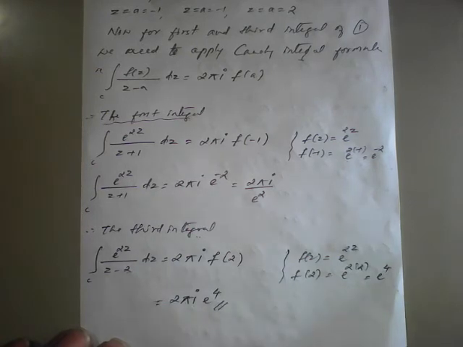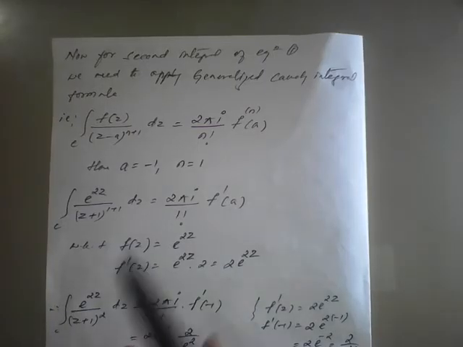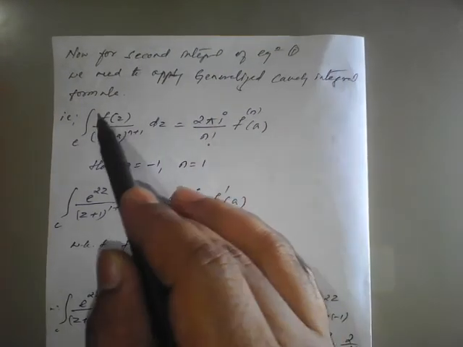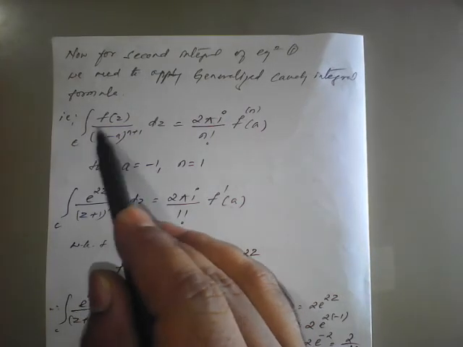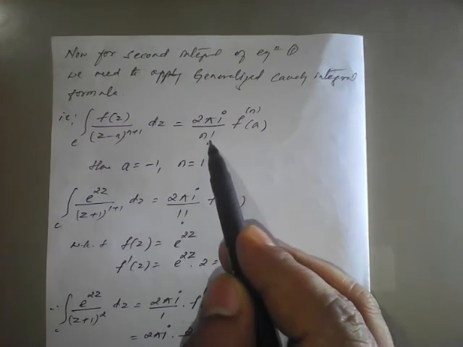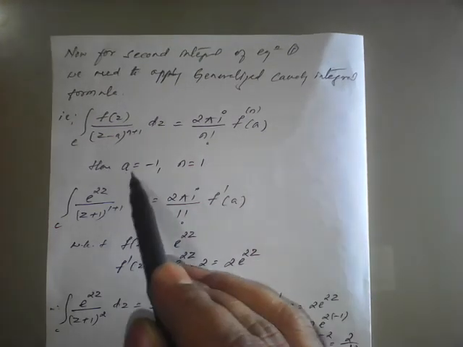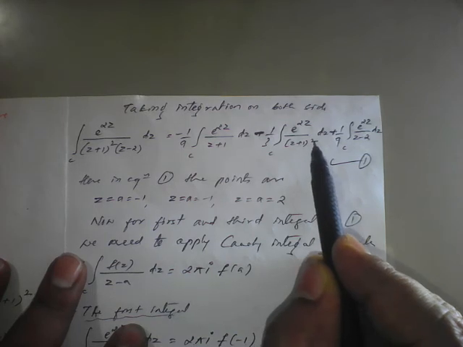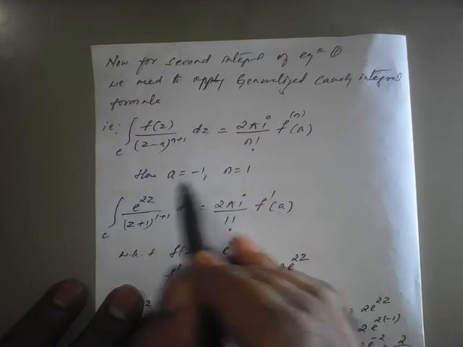Now we need to find the value of the second integral by using the generalized Cauchy's integral formula. So now for the second integral of equation 1, we apply the generalized Cauchy's integral formula. Here the formula is the integral of f of z upon z minus a raised to n plus 1 into dz equals 2 pi i upon n factorial times f raised to n of a. So here a is minus 1 and n is 1. If you compare, the power 2 can be written as 1 plus 1, so the value of n will be 1 and a is nothing but minus 1.